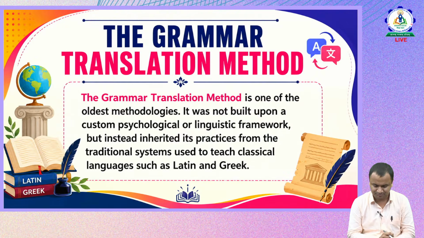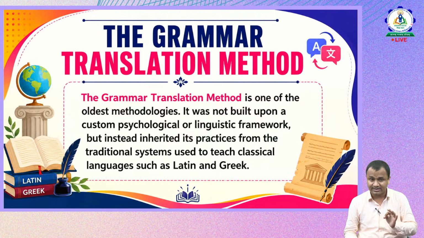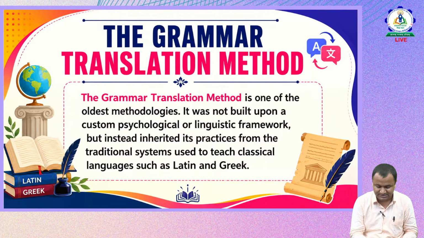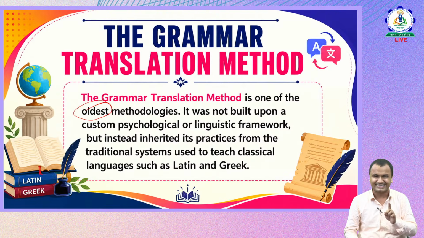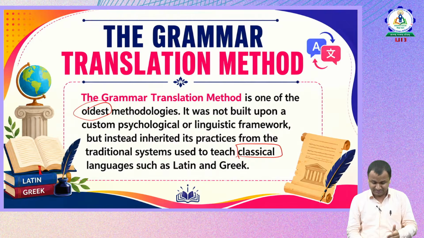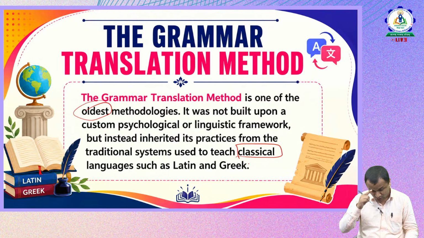What is GTM? GTM, the grammar translation method, is one of the oldest methodologies. The equivalent word for oldest is classical. So the first thing we have to keep in mind is that the grammar translation method is the oldest method, which further means it's the classical method of teaching English. Sometimes the question is asked: which method is known as the classical or oldest method of English teaching? We'll go with the grammar translation method.